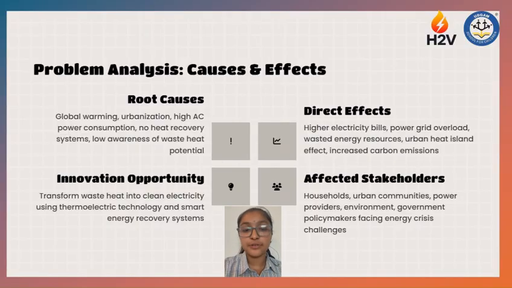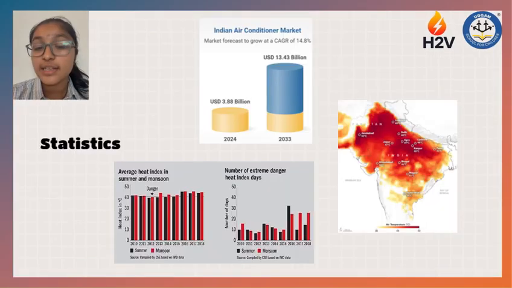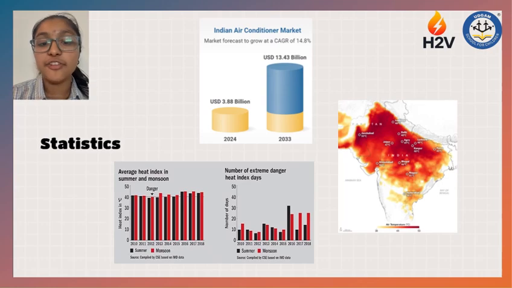ACs simply remove heat from the indoors but don't reuse it. So the heat goes straight into the environment. This increases outdoor temperature, raises power demand, and increases carbon emissions. So while we cool our indoors, the world outside gets much hotter. We end up paying higher bills, cities become heat traps, electricity suppliers face more load, and the environment faces long-term damage. This is a problem that impacts cost, comfort, and climate all at the same time.